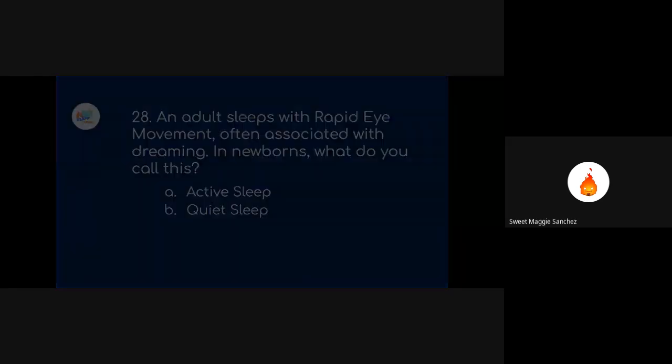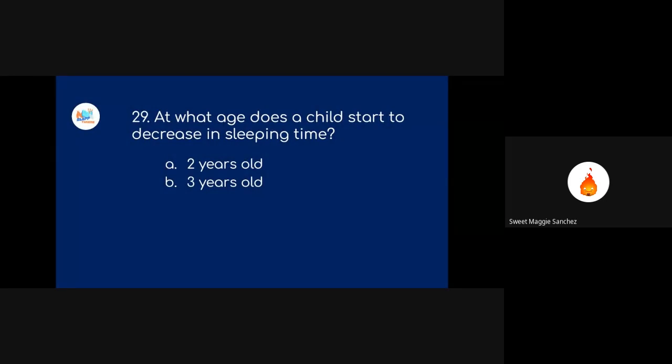Okay, timer stops. Question 29. At what age does a child start to decrease in sleeping time? Is it A, 2 years old, or B, 3 years old?